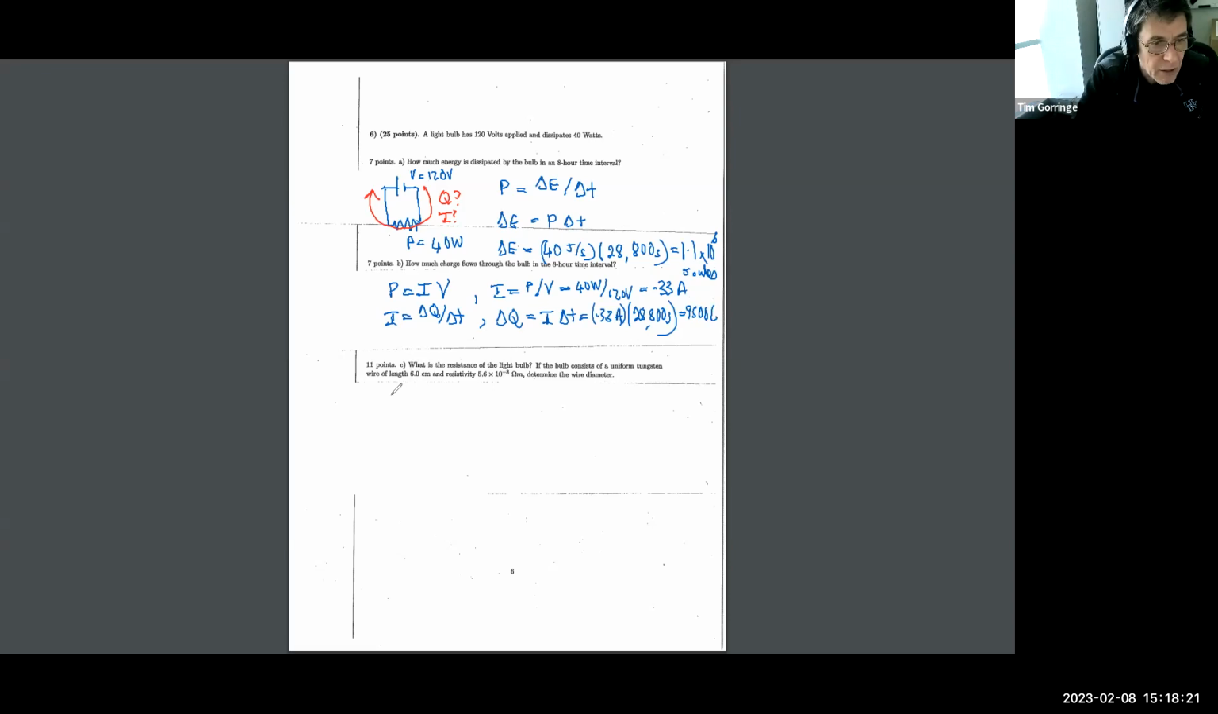Finally, the last part of this problem asks: what is the resistance of the light bulb? We're told some information related to the light bulb, that it consists of a uniform tungsten length of 6 centimeters.